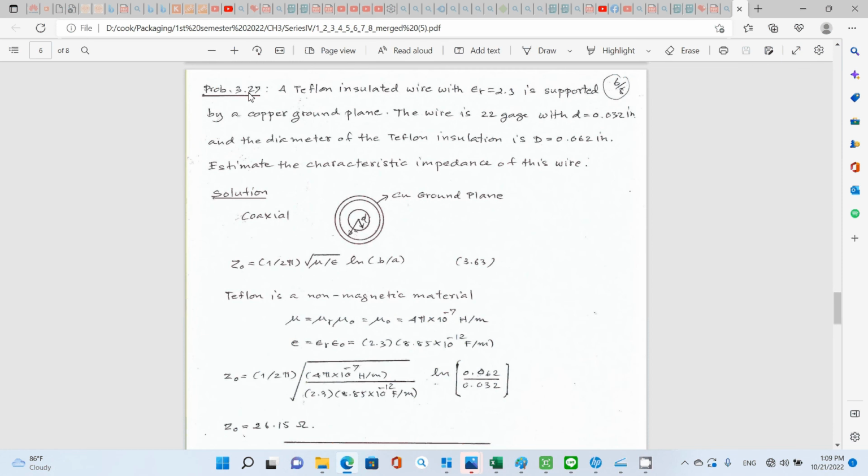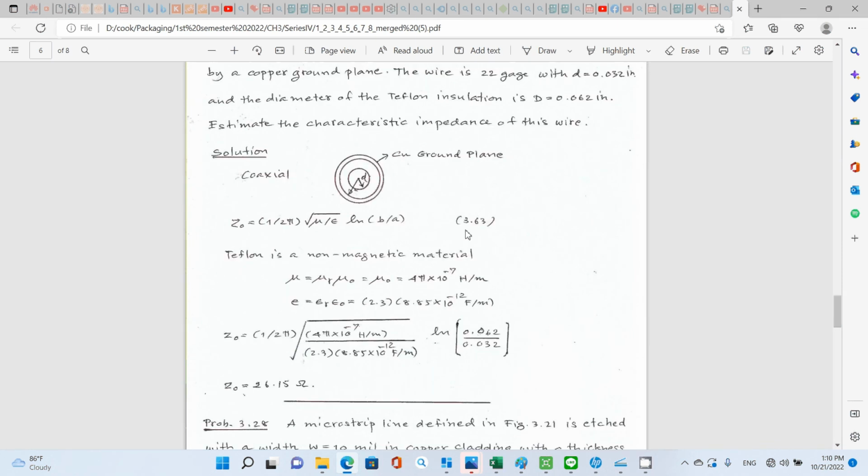Problem 3.27. A Teflon insulated wire with epsilon r equal to 2.3 is supported by a copper ground plane. The wire is 22 gauge with d equal to 0.032 inch, and the diameter of the Teflon insulation is D equal to 0.062 inch. Estimate the characteristic impedance of this wire. Okay, just pick up equation 3.63 because this is coaxial.